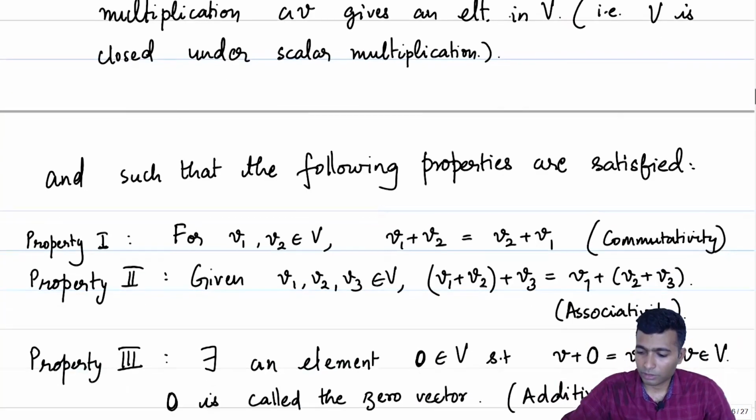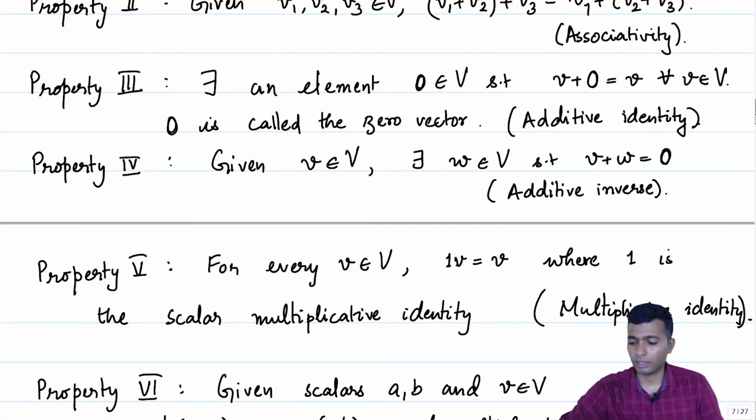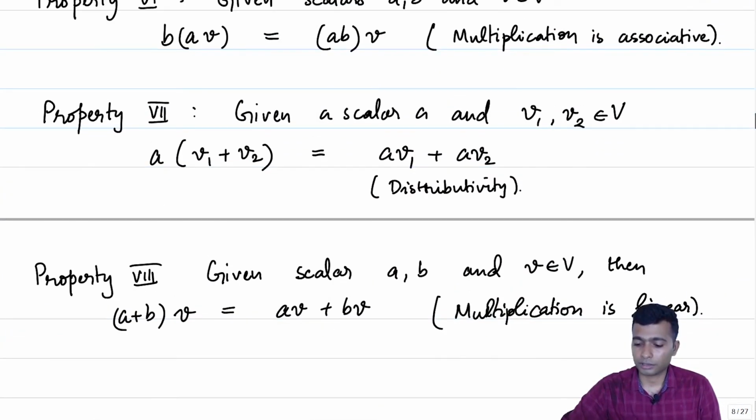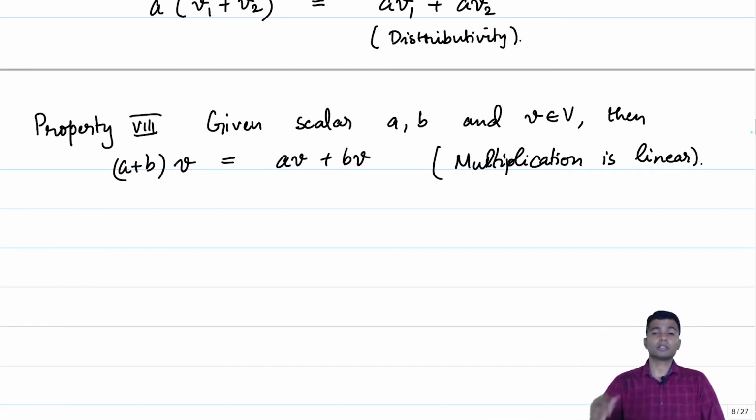That is not enough. The operations vector addition and scalar multiplication satisfy a list of many properties: commutativity, associativity, existence of additive identity, existence of an additive inverse, and existence of a multiplicative identity. That scalar multiplication is associative, that the scalar multiplication distributes over vector addition, and that the scalar multiplication is linear. All the 8 properties are to be satisfied by these two operations. If V has two operations such that all this is satisfied, then we say that V is a vector space.